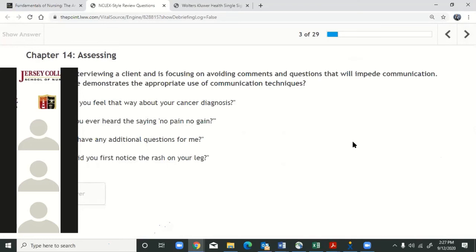The nurse is interviewing a client and is focusing on avoiding comments and questions that will impede communication. So when you're thinking about things that impede communication, you're always thinking about the way you sound, the way you present yourself. Do you look approachable? Do you sound approachable? When you talk to me, are you lecturing me or are you giving me valid information in a way that's non-judgmental?